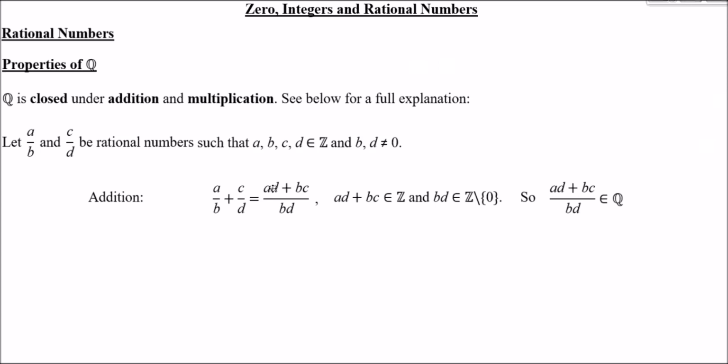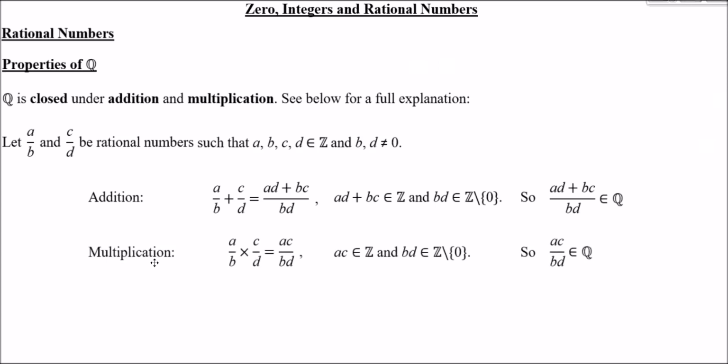Now ad would be a multiplied by d, integer multiplied by an integer, which would be an integer. Integers are closed under multiplication, and similarly for bc, this would also be an integer. So if this is an integer plus another integer, which again would also be an integer because we've established integers are also closed under the property of addition. So if this is an integer and also the denominator is an integer, not equal to 0. So if we add two rational numbers, we have an integer on the top and a non-zero integer on the bottom. In other words, we have another rational number. So therefore ad plus bc over bd would still be rational, so it's closed under addition.